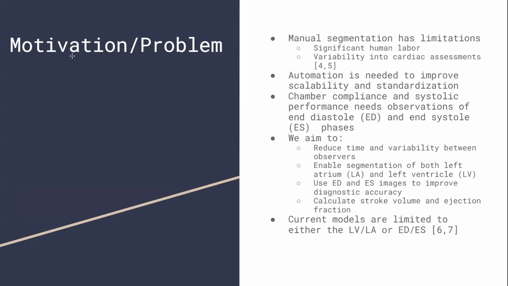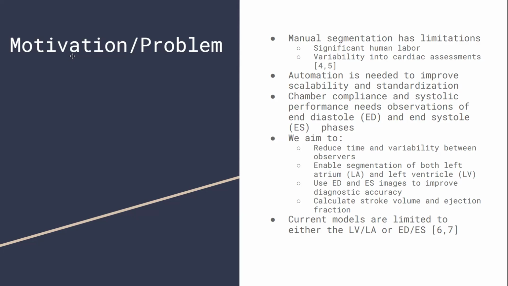To go more into our motivation and problem, as previously mentioned, manual segmentation has limitations. There's significant human labor, as each scan can take up to 30 minutes. There's also variability in cardiac assessments, where different cardiologists can interpret these images differently, which can lead to conflicting results. So automation is needed to improve scalability and standardization.